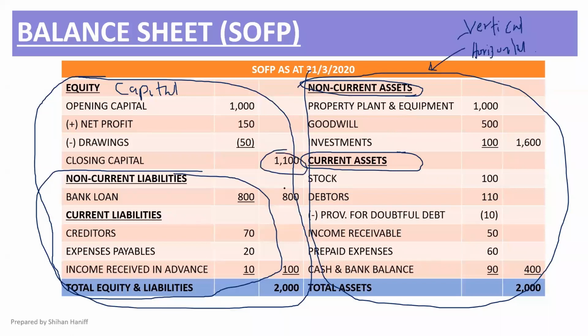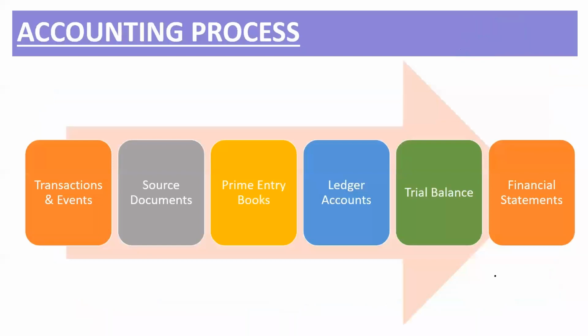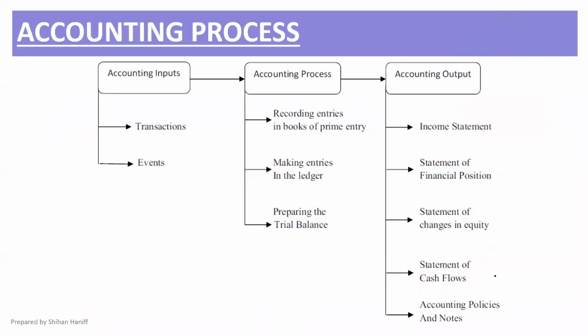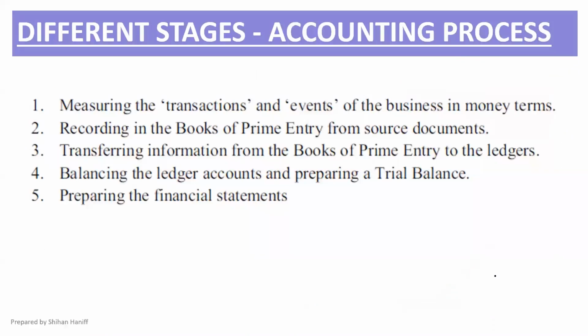So see, capital, non-current liability, current liability total is 2000. The non-current asset and current asset total is 2000. So finally, your total equity plus liabilities should be equal to total asset. So that's about the income statement and statement of financial position. Right. And let me explain another important part.